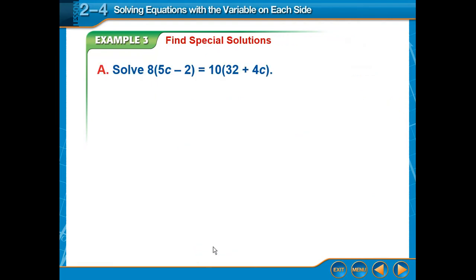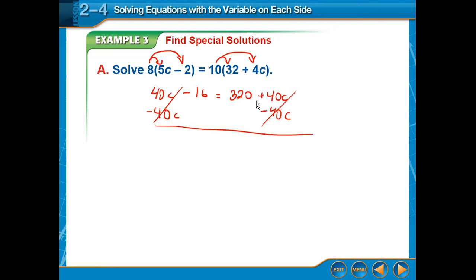Okay. We might be able to find special solutions. So here, if I'm trying to solve this, I distribute on both sides. So here I get 40c minus 16. And over here, I get 320 plus 40c. Now, if I'm trying to get my variables on both sides, I'm going to subtract 40c from both sides. But when I do that, it cancels out on both sides because they both had it, and I get -16 equals 320. So we've talked about this before. When you get something that's not a true statement at the end of an equation, it means no solution.